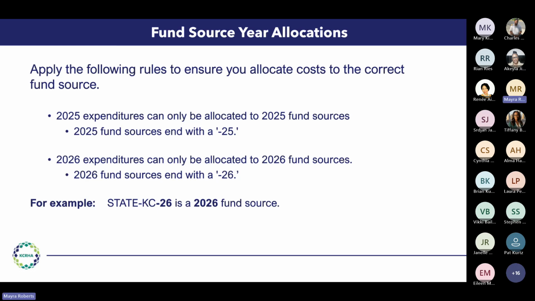Fund source year allocations. Apply the following rules to ensure you allocate costs to the correct fund source. 2025 expenditures can only be allocated to the 2025 fund sources, and 2026 expenditures can only be allocated to the 2026 fund sources. For example, State King County-26 is a 2026 fund source. This is the naming convention that we use here at KCRHA. So if you're ever wondering what year your fund source belongs to, you'll be able to confirm by looking at the last two numbers of the fund source name.